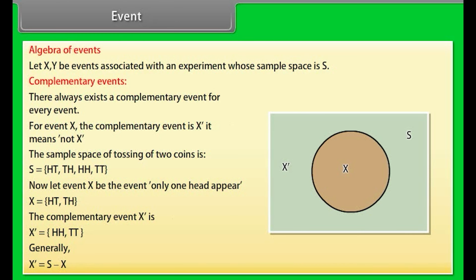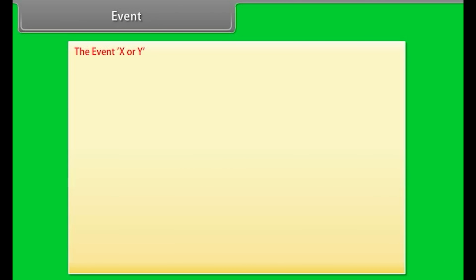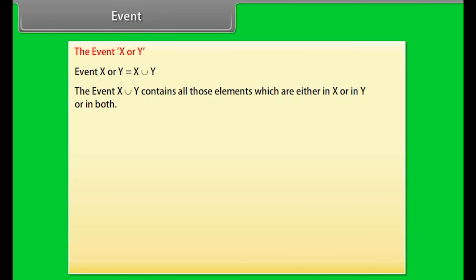Generally, X dash is equal to S minus X. The event X or Y is equal to X union Y. The event X union Y contains all those elements which are either in X or in Y or in both. To understand it, let's take an example.